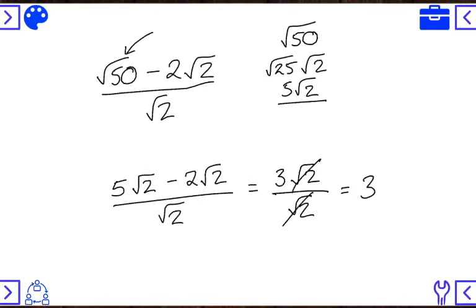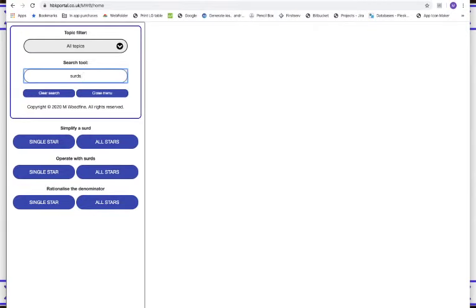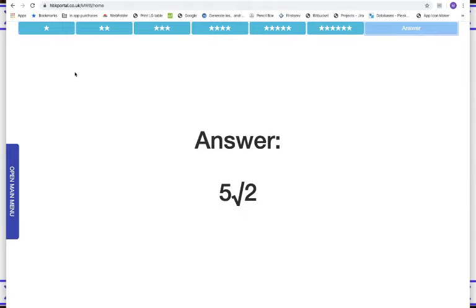Now I'm going to move over to a piece of software that I left in the description, which was the MWB website. You can see the link is just slightly off screen at the moment, so just bringing this down, you'll be able to see that it is hbkportal.co.uk/MWB/home. And I've searched for surds, and we are focusing on operating with surds. There is a single star question which will bring up one question at a time, and if you select the 1 star button, it will keep refreshing it as many times as you like. Selecting the answer button will then reveal the answer.